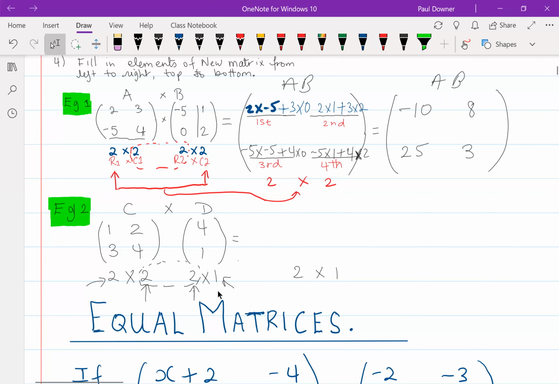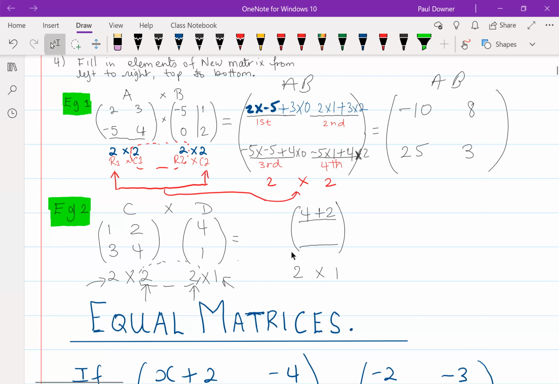Now, a 2 by 1 matrix will look just like this one. This is a 2 by 1 because there are 2 rows and 1 column. So we're going to end up with a 2 by 1 as well. That means you're going to get something at the top, another element at the bottom. Now, this first element is going to be made up of this row by the only column. So 1, 2 by 4, 1, which means that 1 has to be multiplied by 4 to give us 4. And then 2 has to be multiplied by 1 to give us 2. So that's what is going to go at the top here.